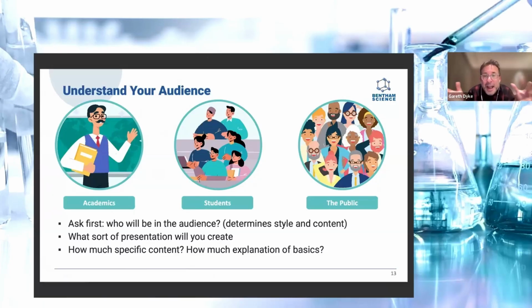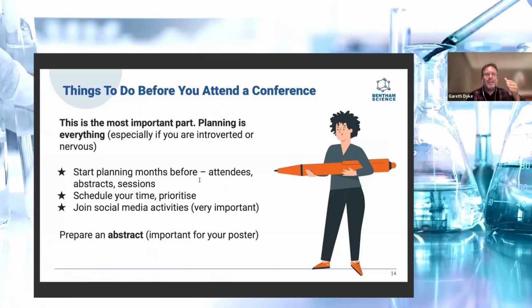If you're talking to other academics about your research, you're going to use a different style and different content than if you're talking to the public or to students, for example. So we always ask first, who's going to be in the audience? Because this determines your style, determines your content. What sort of presentation are you going to create? And how much specific content, how much explanation of basics is going to be needed?